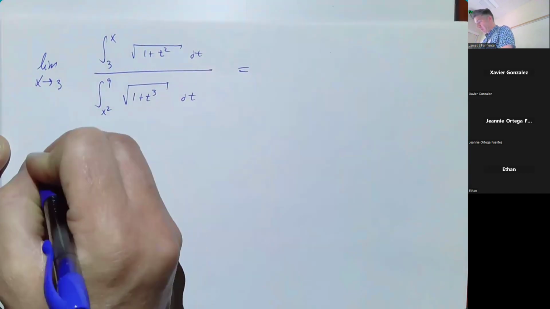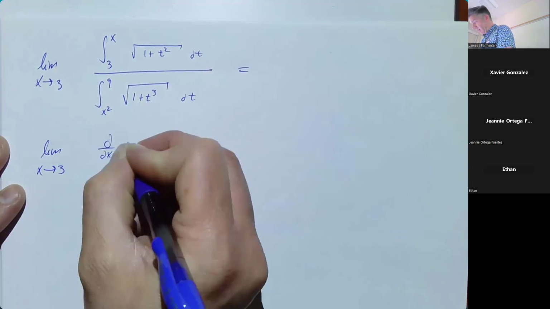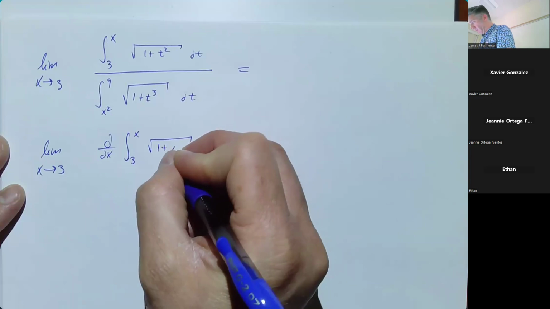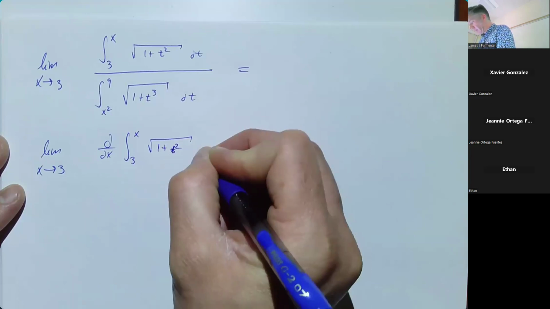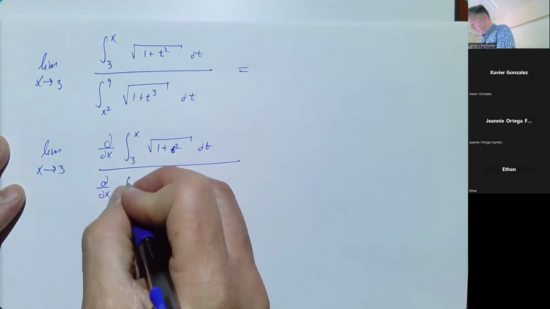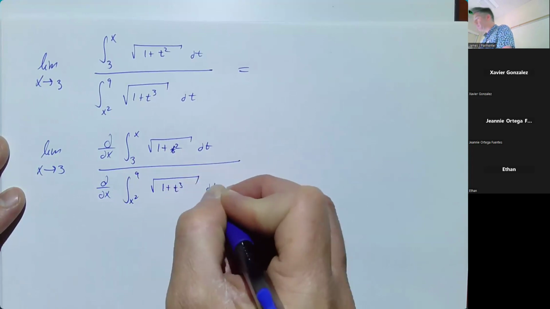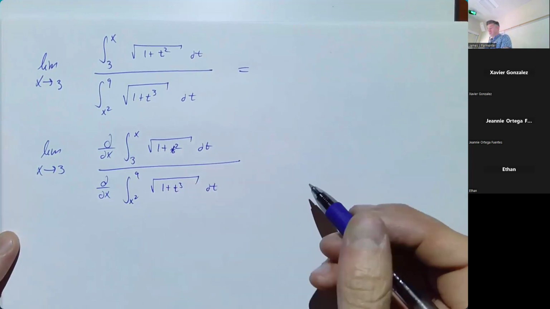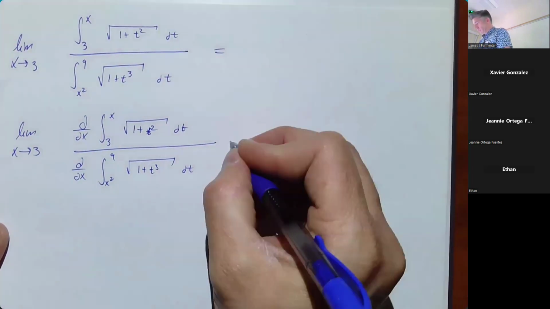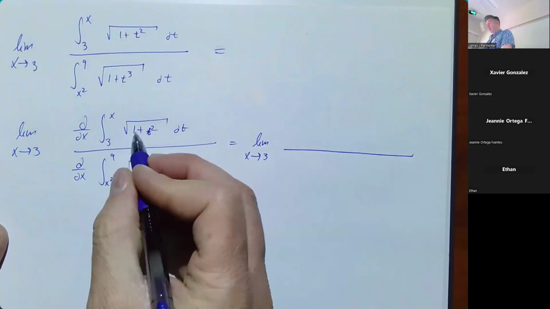So this is going to be the limit as x approaches 3 of the derivative of the top. So that's the derivative of the integral from 3 to x of the square root of 1 plus t squared dt over the derivative of the bottom, which is the derivative of the integral from x squared to 9 of the square root of 1 plus t cubed dt. And then we take the derivative of each of those parts using the fundamental theorem of calculus part 1. So that's going to be the limit still as x goes to 3. The derivative of the top is not terrible.